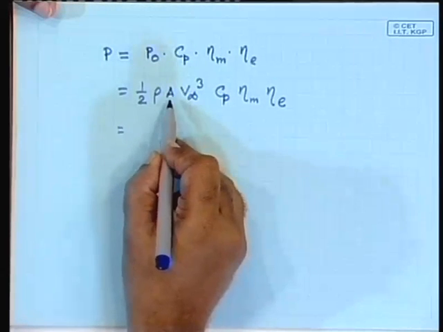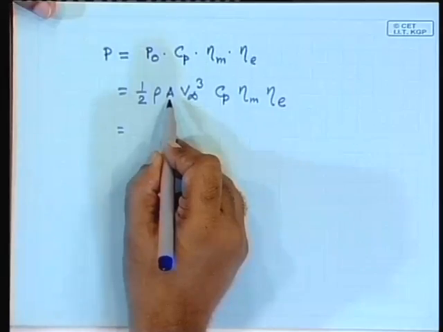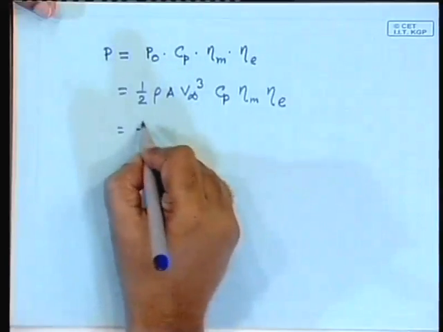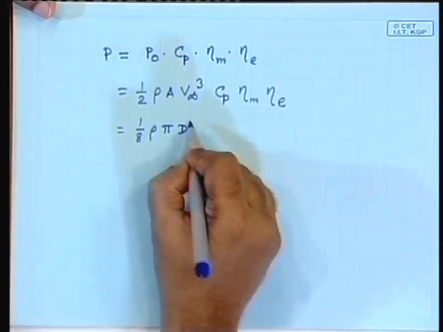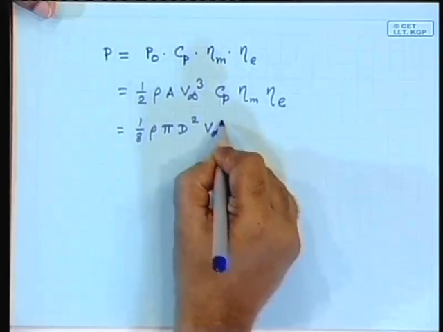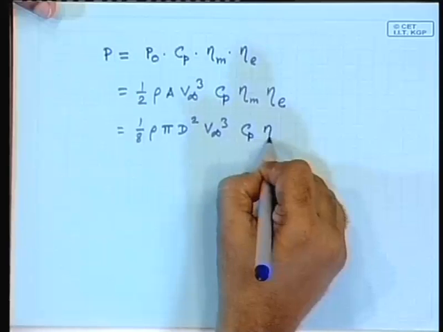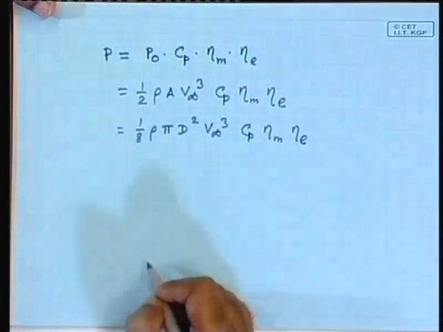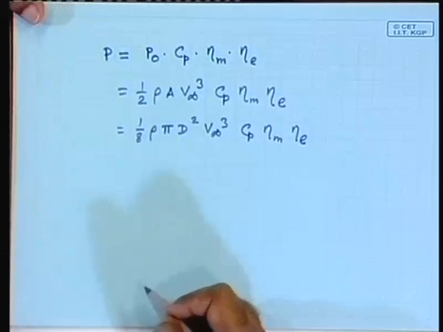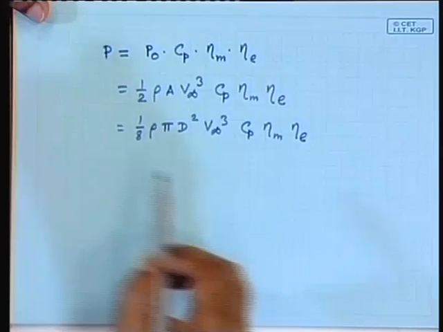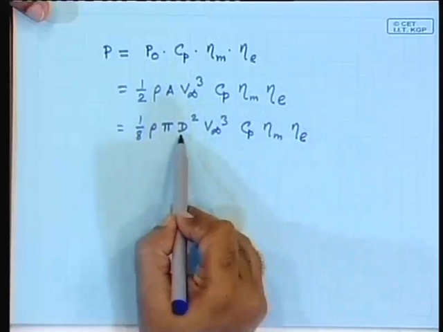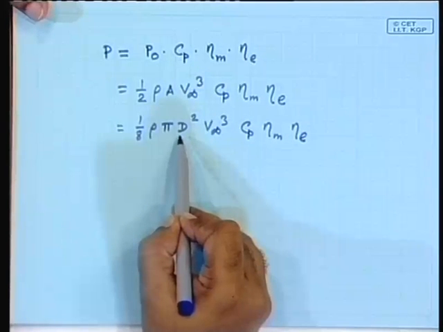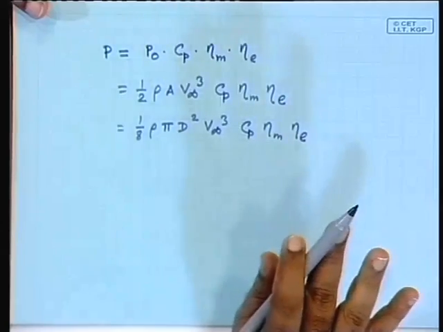Area is in terms of diameter, one fourth pi d square, right. So, it will be one eighth rho pi d square V infinity cube, again times Cp eta m eta e. Now, if you know the power and if you know this, then you can find the diameter. Okay.